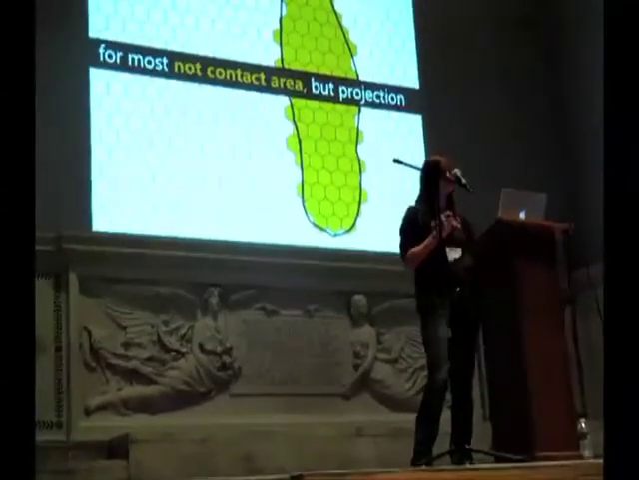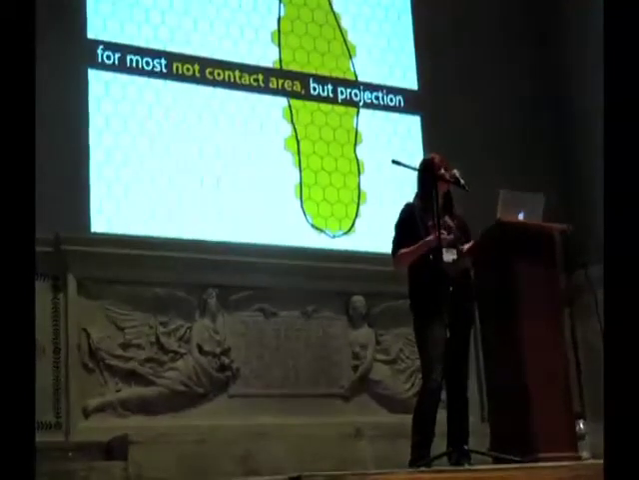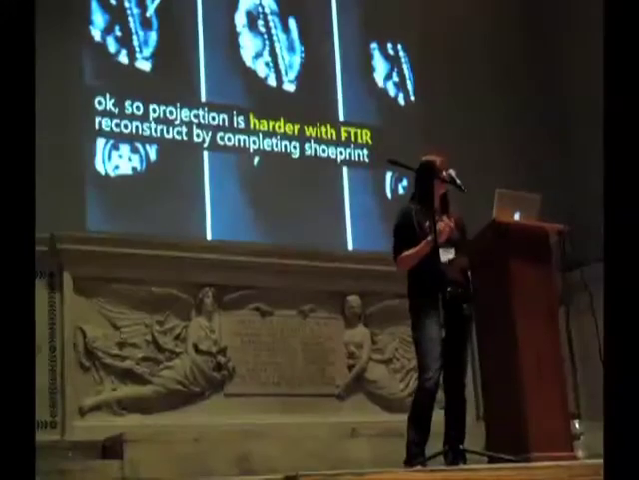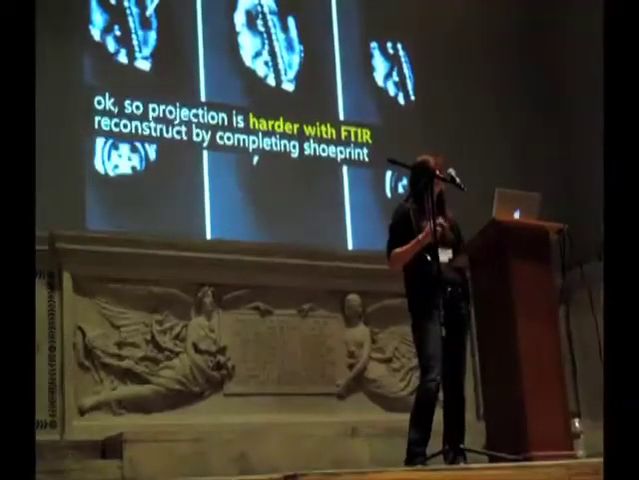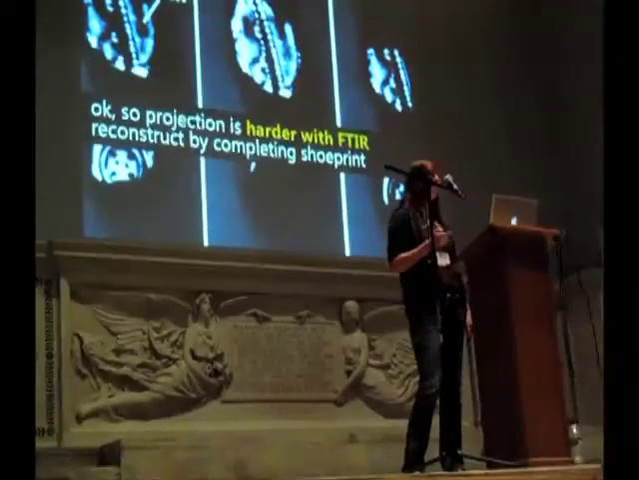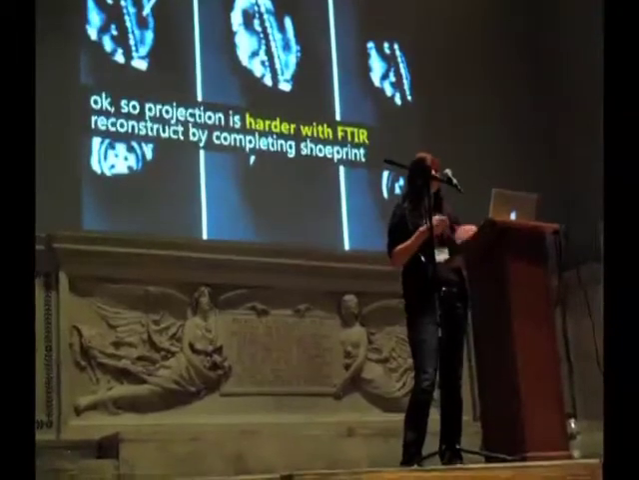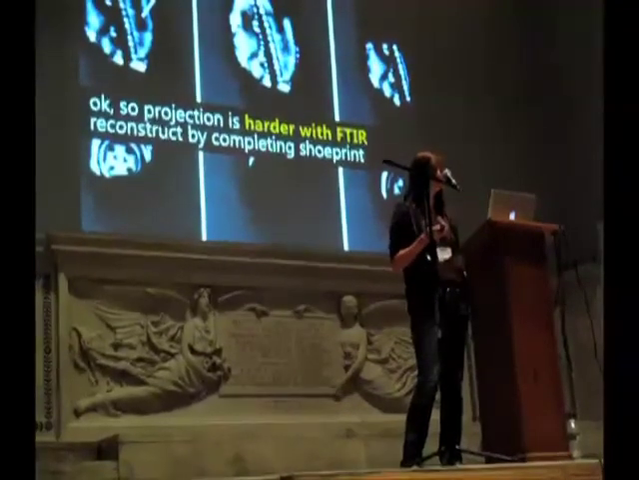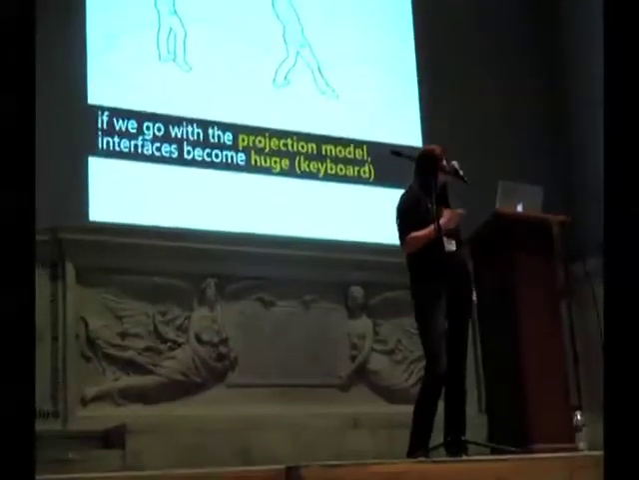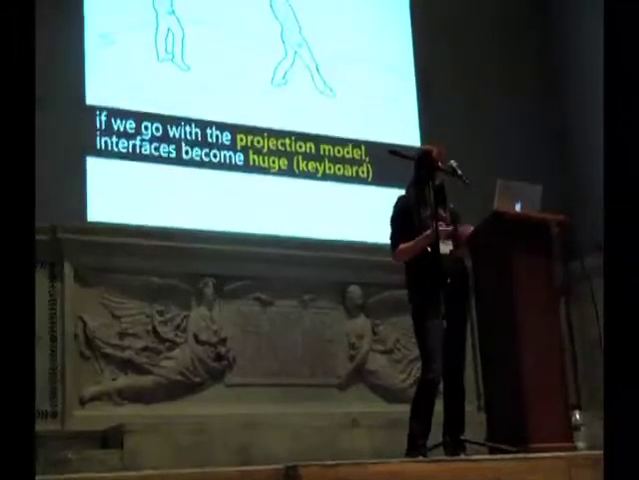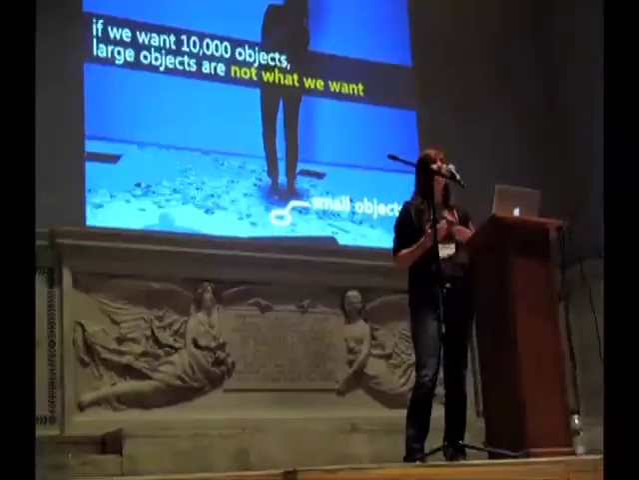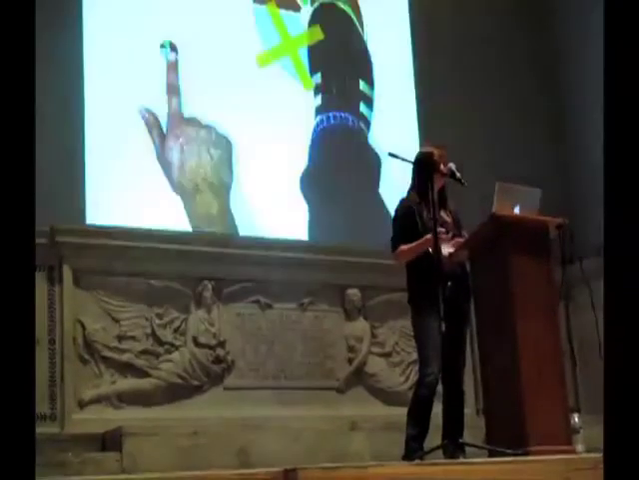Okay, so what we learned was, for most people, it's not the contact area, but the projection. This is one thing where actually Frontier Eye would be easier, because Frontier Eye is all about projection, but with FTIR we can reconstruct the complete shoe print. Okay, so if we go with the projection model, that means the interface will become very huge because we have huge buttons. But we wanted to have 10,000 objects, and that means we want to have large buttons.